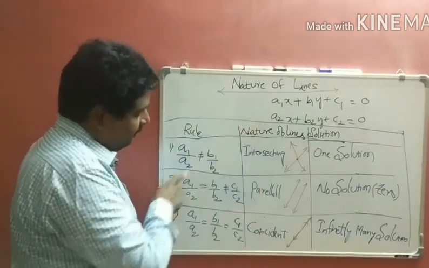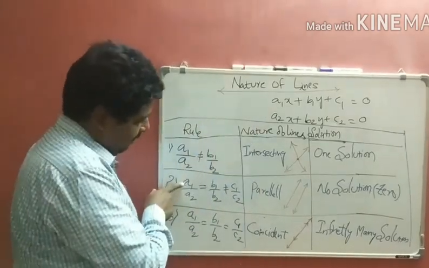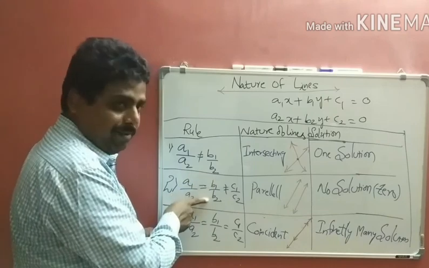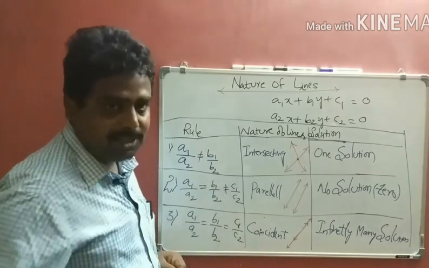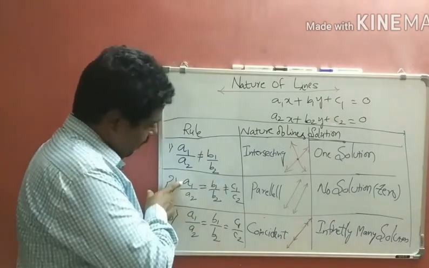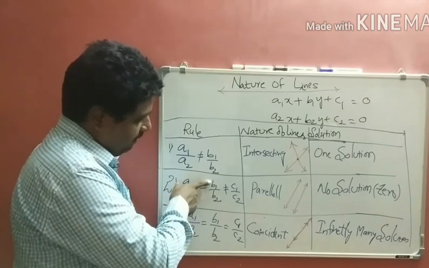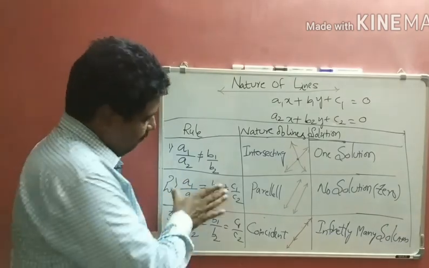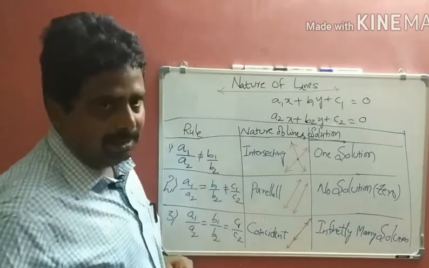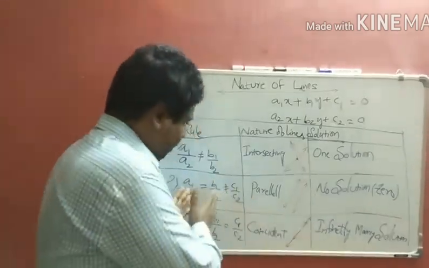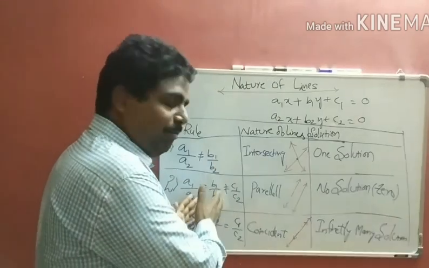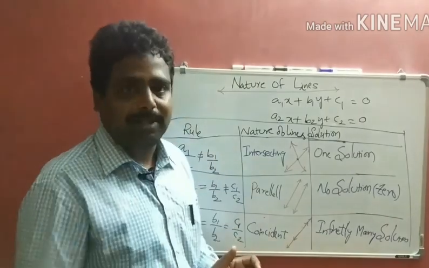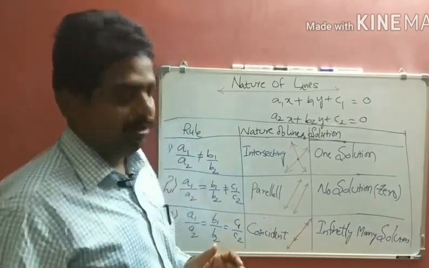Next, coming to the second case, parallel lines. If for the two linear equations a1 by a2 is equal to b1 by b2 but not equal to c1 by c2, meaning coefficient of x by coefficient of x is equal to coefficient of y by coefficient of y but not equal to constant by constant, then the lines are parallel. How can we know? This is the formula. We get the proof for this formula in the graphical method. In the next class, I will give you the data.